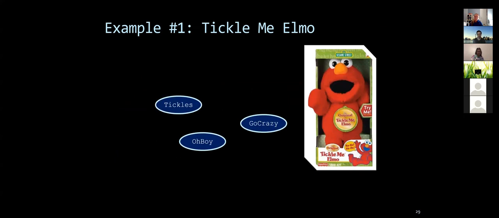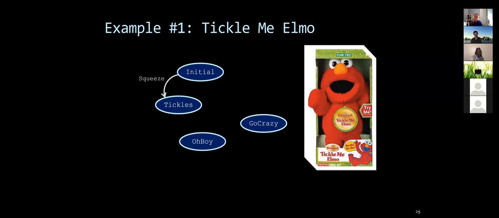Okay, so we define three states, one called tickles, one called oh boy, and one called go crazy. So these are the three states of the Elmo operation. It has this initial state where we just tickle. We just bought Elmo, sorry, and we never touched it, right? That's the initial state. It only exists at that stage and never after. So after that you play, it always remembers whatever the previous state was.